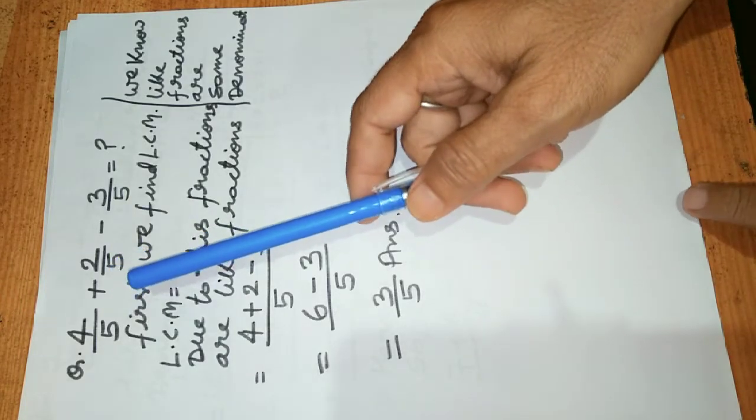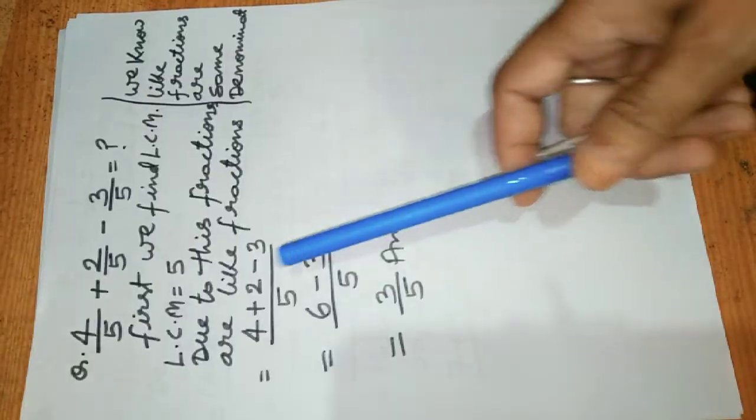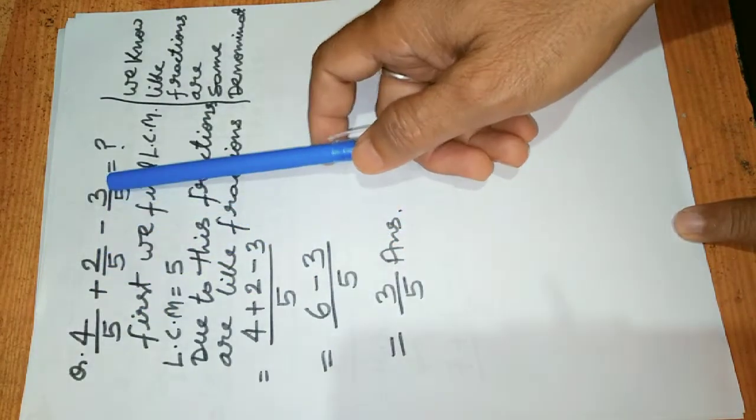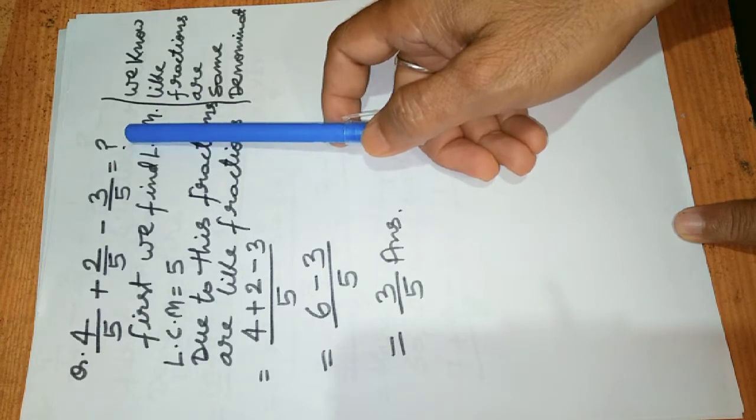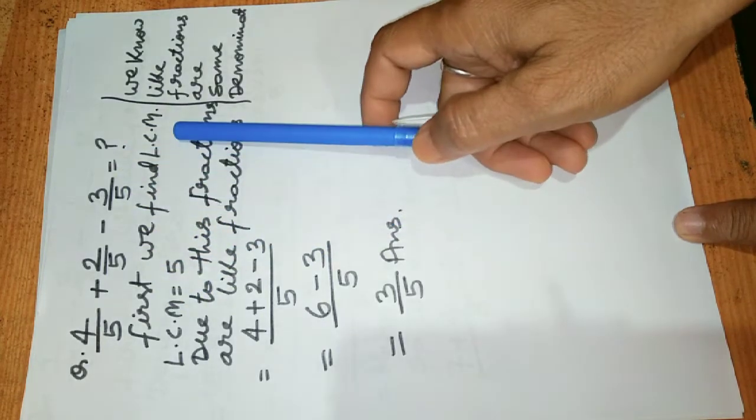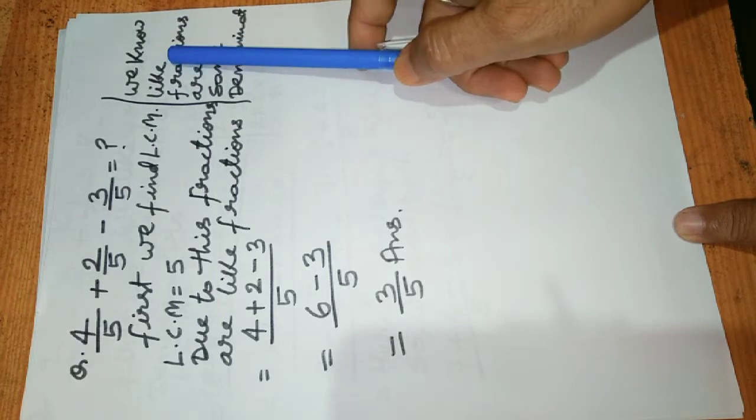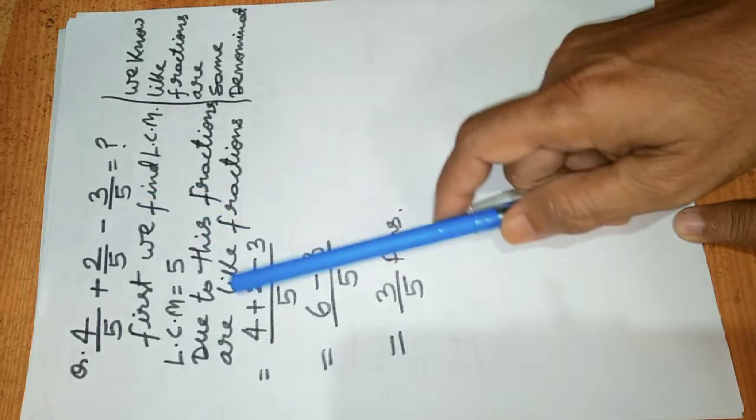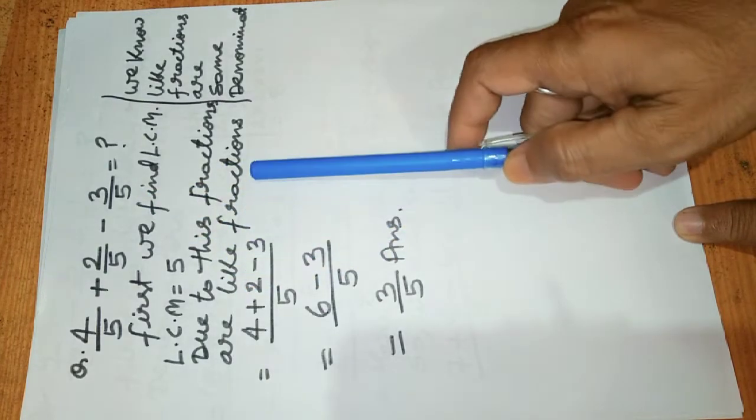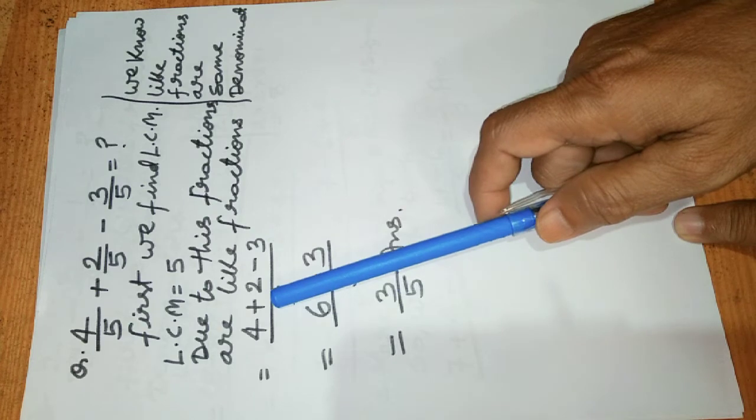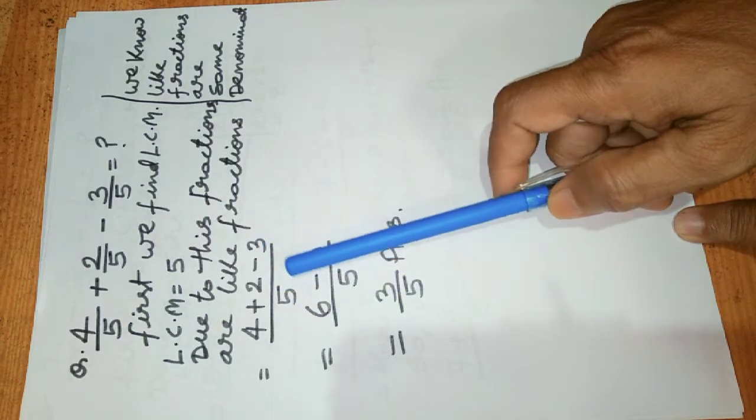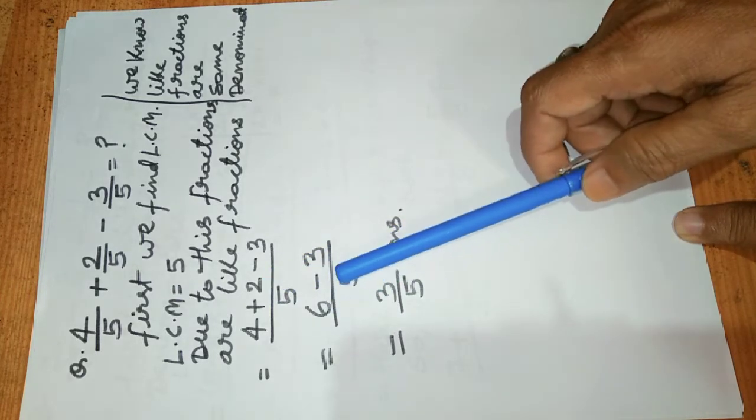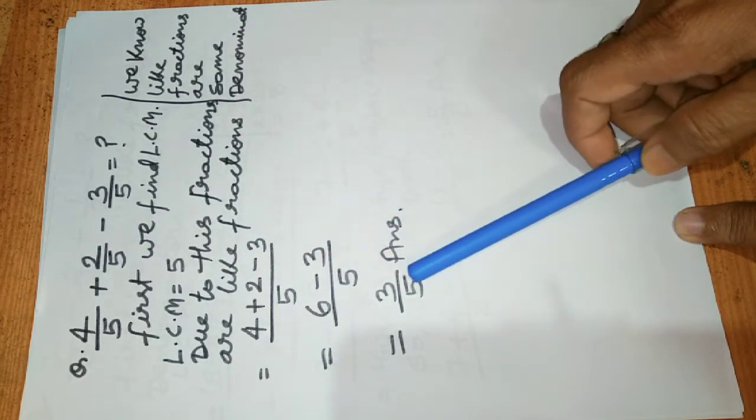Here, first question: 4 by 5 plus 2 by 5 minus 3 by 5 is equal to what? In this type of problem, we first find the LCM. We know like fractions have the same denominator, so the LCM is equal to 5. Because these are like fractions, 4 plus 2 minus 3 by 5. 4 plus 2 is 6, minus 3, by 5. 3 by 5 is the answer.